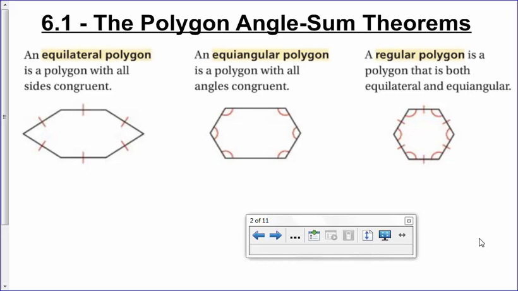Today we're going to be talking about 6.1, the polygon angle sum theorems, which is pretty much probably my favorite lesson of the year because I love these equations. Before we get into the equations you need to have memorized, we need to talk about some vocabulary.